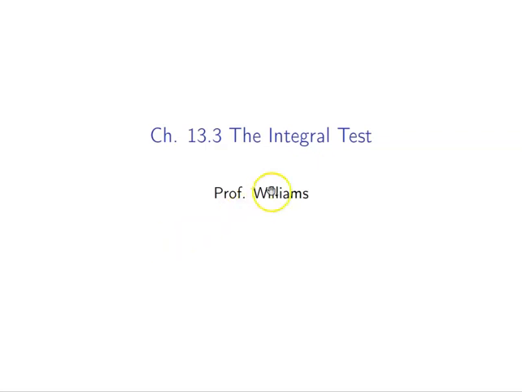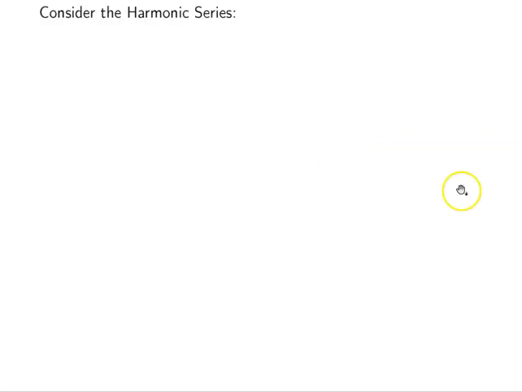So this is the first test that allows us to say exactly if a series is convergent or not. So let's start off with the harmonic series. We saw the harmonic series in the last section. It's 1 over n, and it was kind of hand wavy, sort of claimed that the series is divergent.